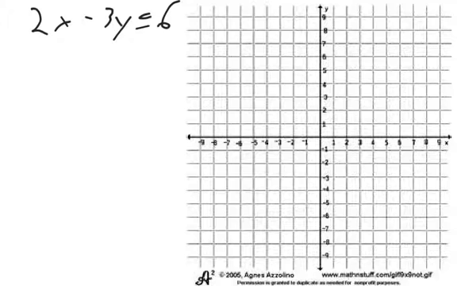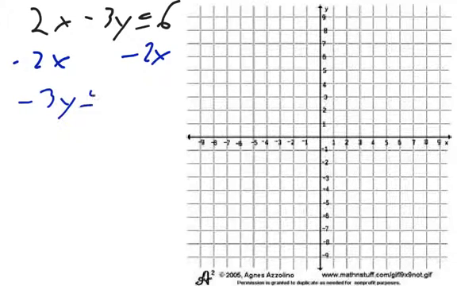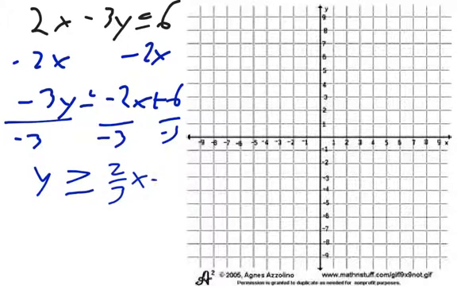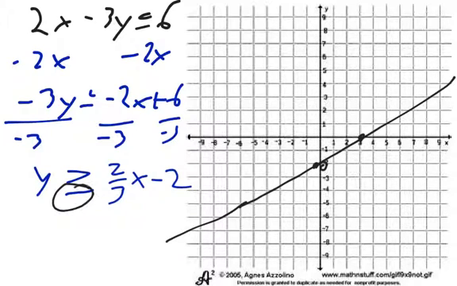Alright, so if we have 2x minus 3y is greater than or equal to 6, I'm going to subtract 2x to get things to the other side. So we got negative 3y is less than or equal to negative 2x plus 6. And when I divide by negative 3, we're going to flip the sign like we normally do. And we got y is greater than or equal to 2/3 x minus 2. So I put a point at negative 2, go up 2 over 3, and once again I have a solid line because of this.